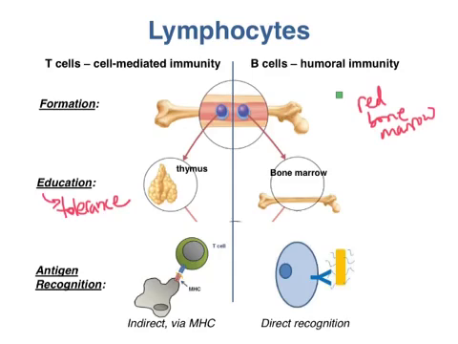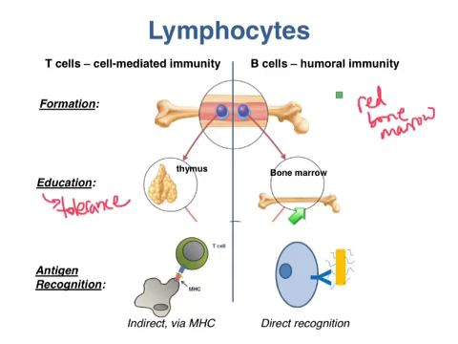B cells get somewhat of an education, but they stay in the bone marrow until they're more mature. So they get some tolerance education in the bone marrow, but it's not as rigorous as what the T cells undergo in the thymus. T cells get a graduate degree. B cells, more like high school.